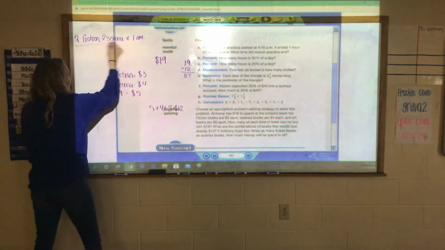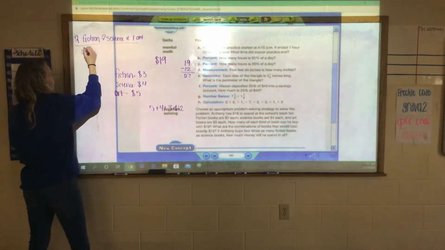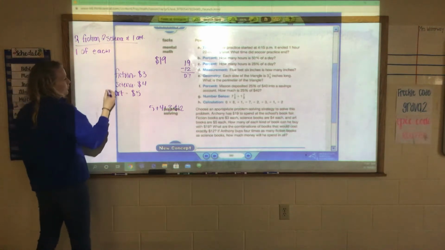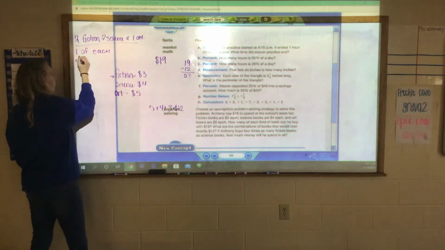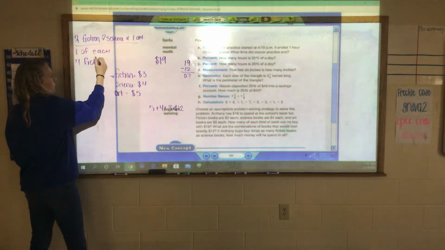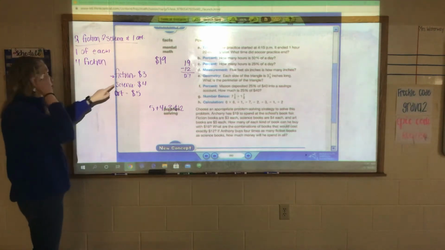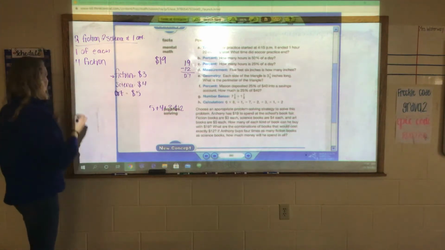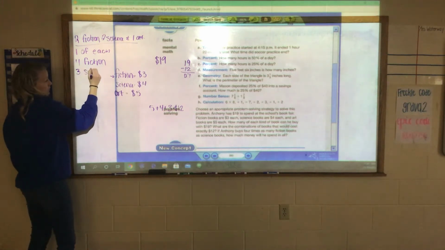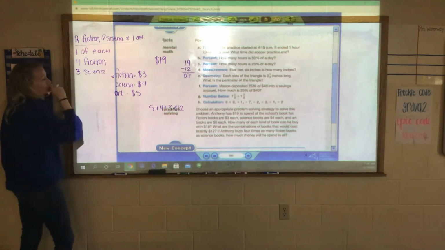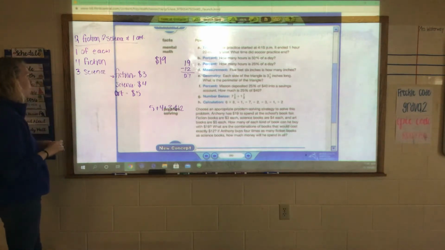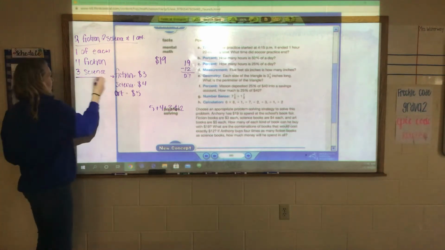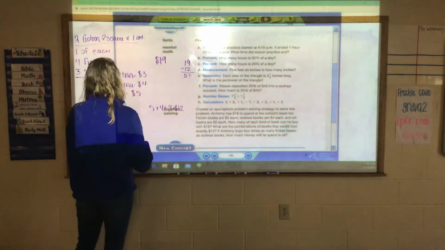Okay? Now, it says, what are the combinations of books that would cost exactly $12? Well, so 1 of each would cost exactly $12. We could buy 4 fiction, because 3 times 4 is 12. We could buy 3 science. That's it. Okay, so that was the second question. I think that's it. Let me know if I missed one.